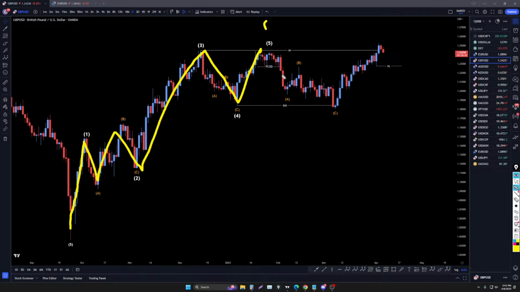I still believe this is a 1. I still believe this is a 2. And I still believe that this is in a wave 3. It would have to go all the way down here to take out that structure to tell me that that move is over. I think it's more likely to do something like that, make a higher low, and just keep on going up.